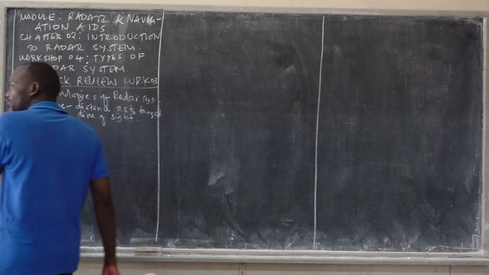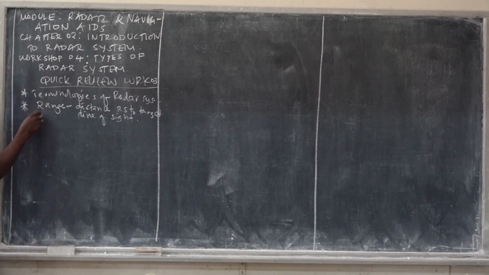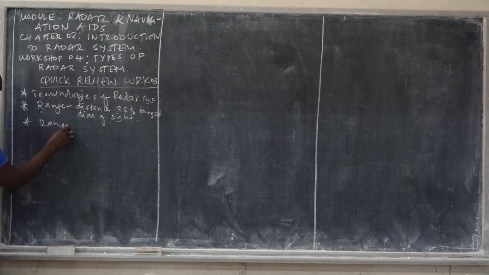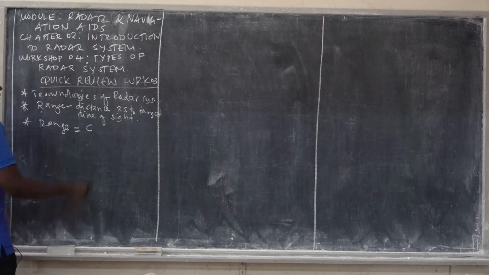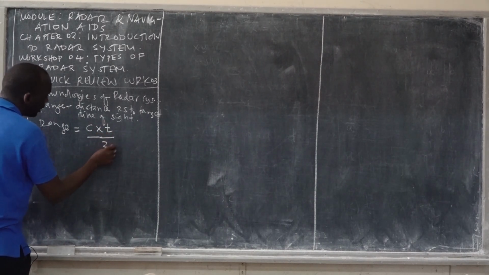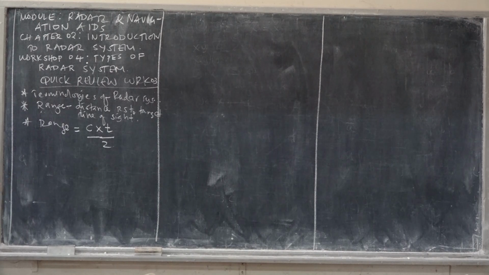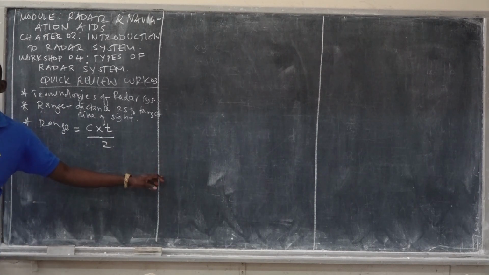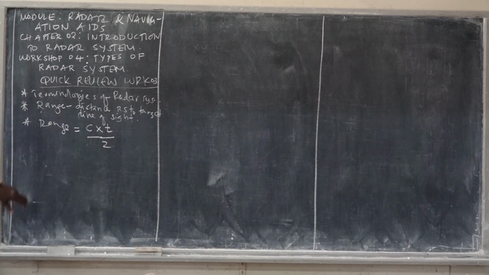Then we say that we can calculate range mathematically. We introduced the mathematical formula. Range is equal to the speed of light multiplied by time, divided by 2. Why 2? Because in the case of range, we have the distance from the radar to the target and the distance from the target back to the radar, since a radar system has to receive a reflected wave.